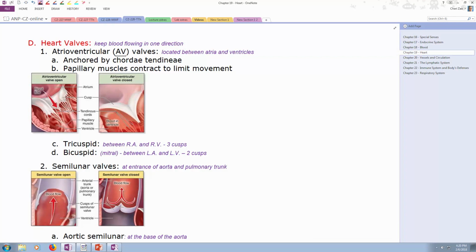If we are on the right side of the heart, they're called tricuspid valves. If we are on the left side of the heart, they're called bicuspid valves or mitral valves. And tricuspid means 3 leaflets to them. Bicuspid or mitral, 2 leaflets to them. The atrioventricular valves have coming off of them chordae tendineae.